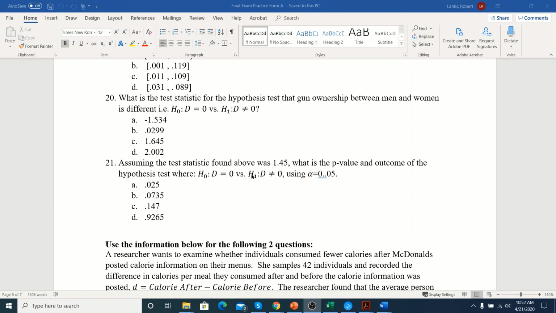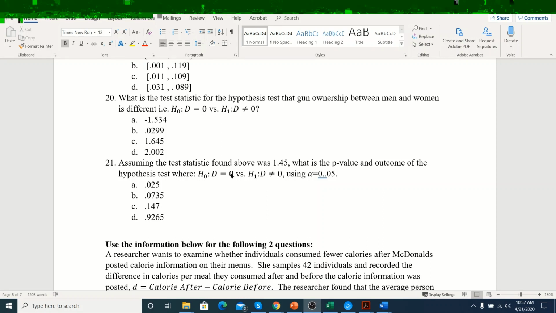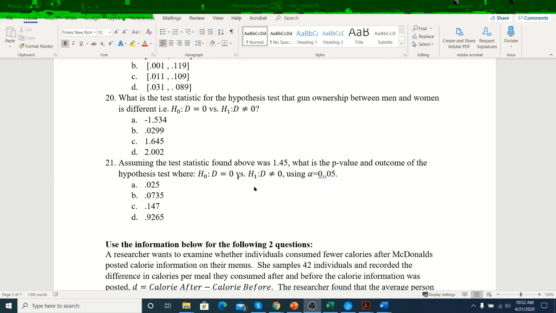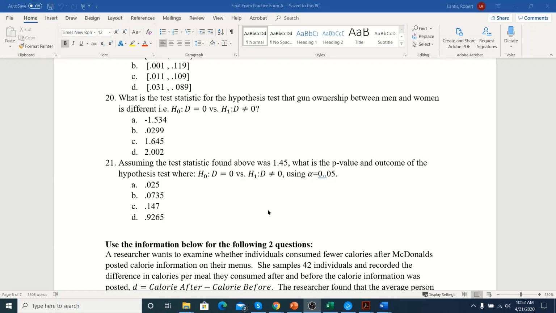So I give you the hypothesis test here, which is that we're assuming the difference is 0. If alpha is 0.05, then we're looking at the 95% confidence level. So we want to find the p-value given this test statistic and then determine whether or not we can reject. It's a two-tailed test.